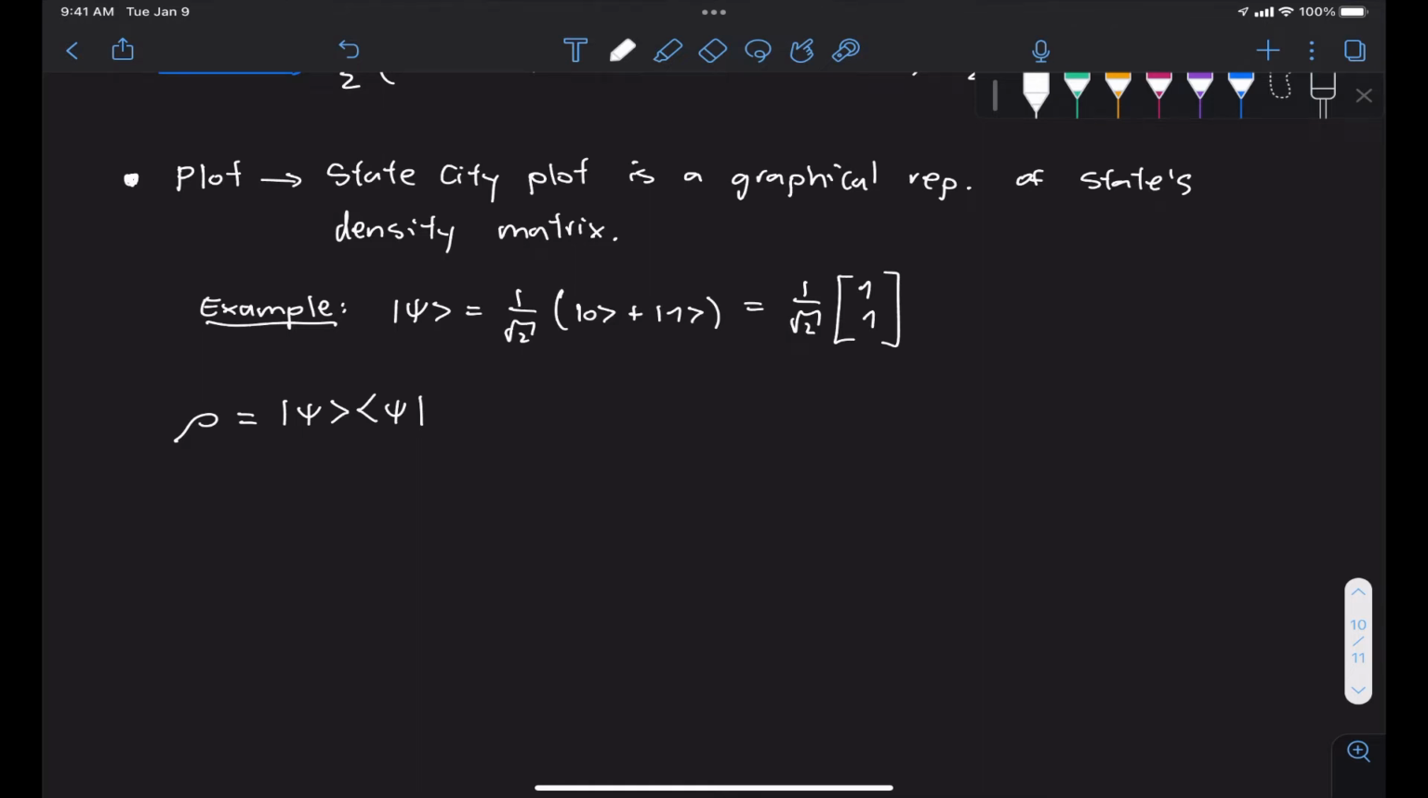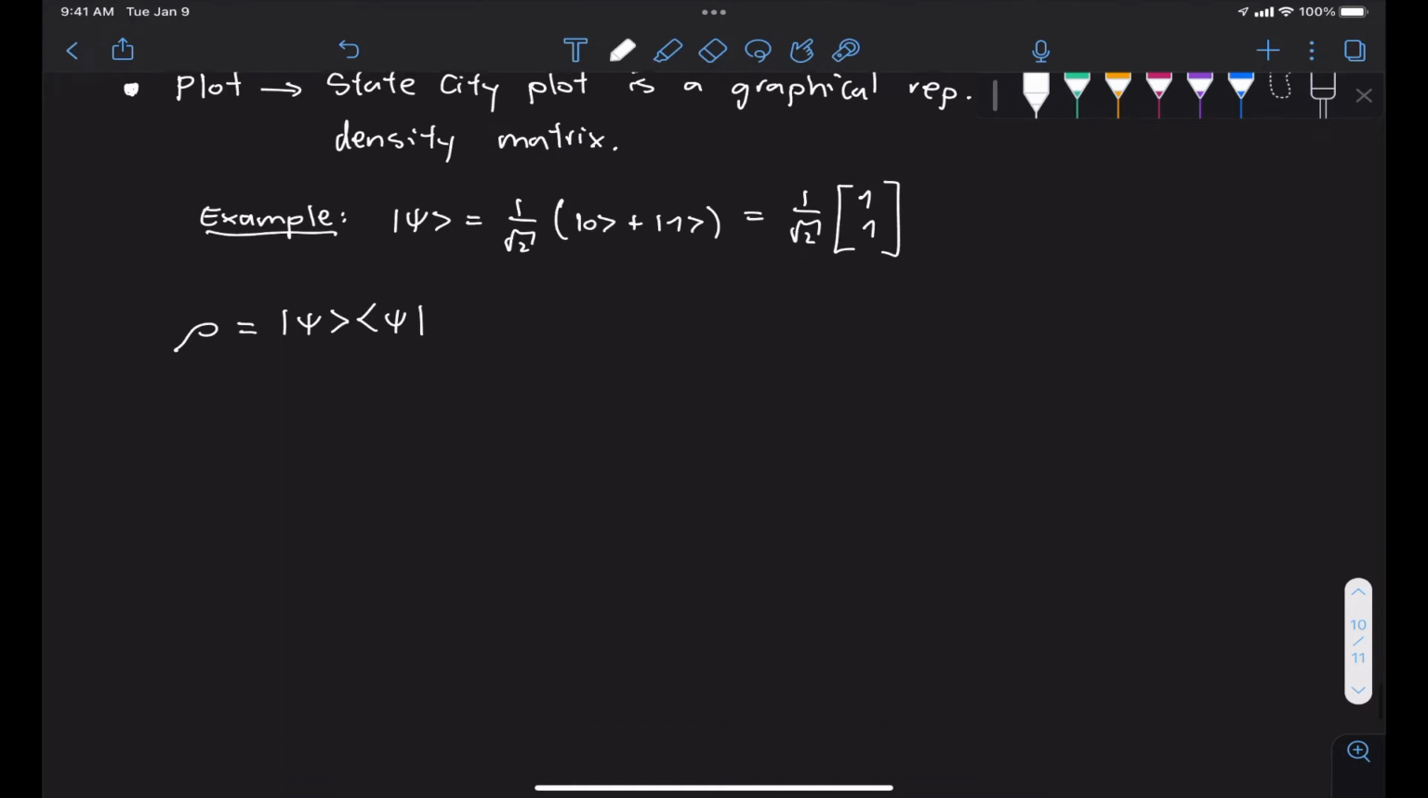Well, it turns out that density matrices are a good way of representing other types of states called mixed states, in which you're not only dealing with quantum probability amplitudes, but also classical probabilities. We're not going to go into that right now, but it's a more general way of representing states that allows us to include classical probabilities.